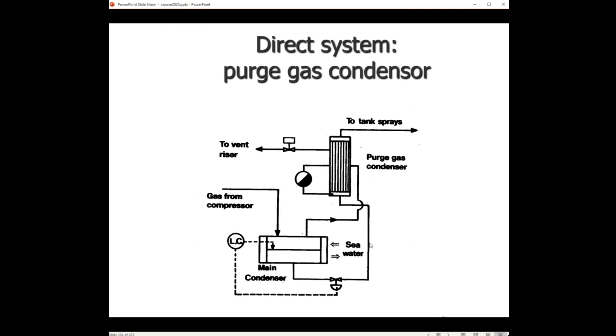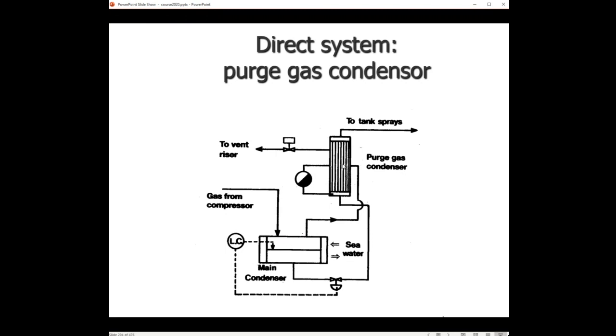So what we do, we send our liquid, after the expansion valve, not immediately to the tanks, but we first pass through the purge gas condenser and then to the tanks. This is the cooling liquid for your purge gas condenser. It's the cargo, in fact, which you send back to the tanks. On the other hand, we send a small amount of vapors from the upper part of our main condenser through this purge gas condenser.